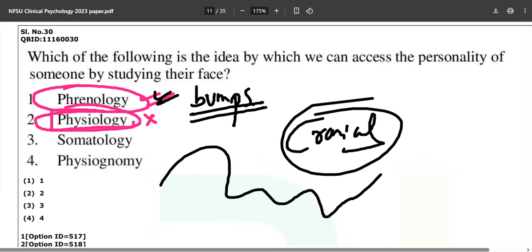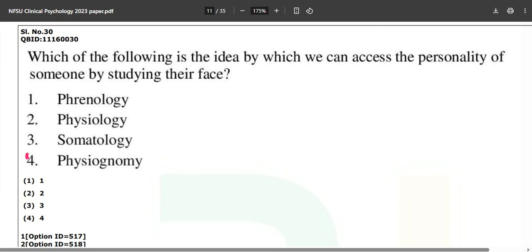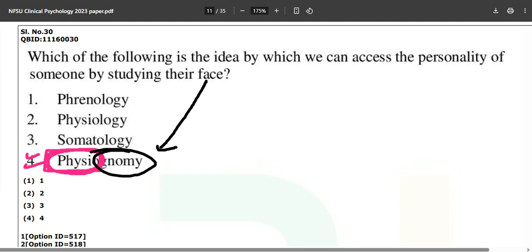I hope you know the meaning of physiology. That much you have studied. Somatology, again no, talking about the somato or the body version. So what remains as the answer is physiognomy. This is the correct answer. Physio means again related to your body, and nomy might mean face or whatever. But studying someone's face, just by studying their face, you will be able to assess the personality.